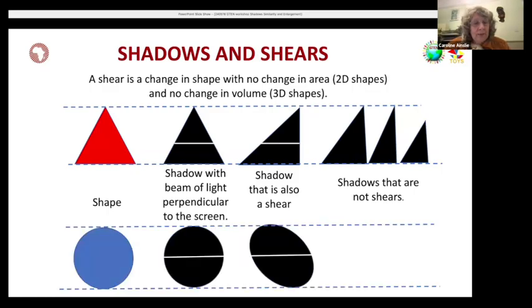And then we've got the same with the circles. Again, as long as the height is the same from bottom to top, they're not all circles, obviously, but for a sheared circle, the area will be the same, whereas the one on the far right, that ellipse, the squished down shape, is not a shear because it doesn't have the same height.